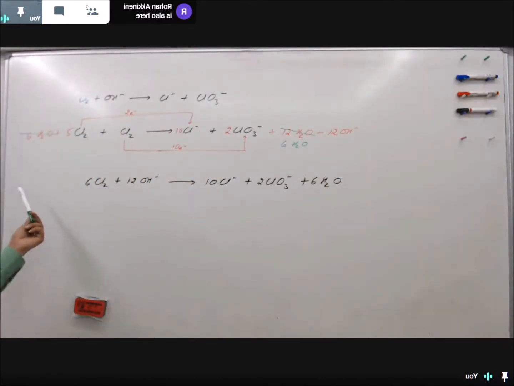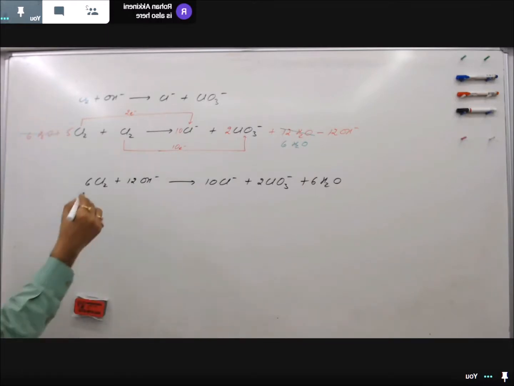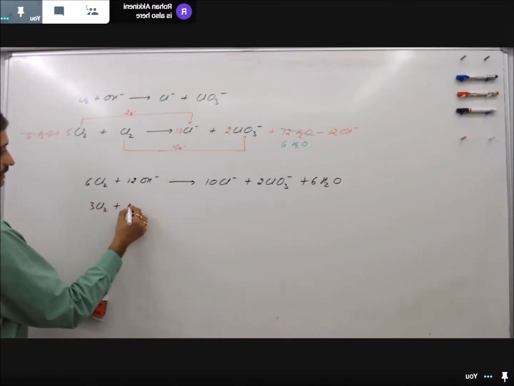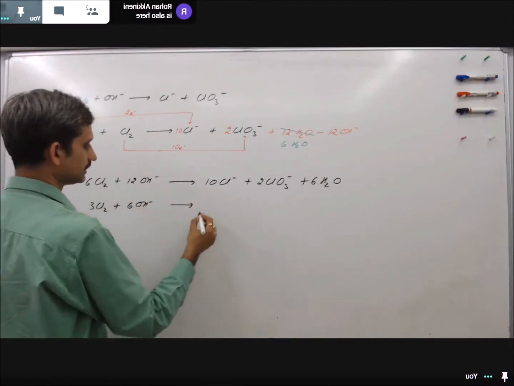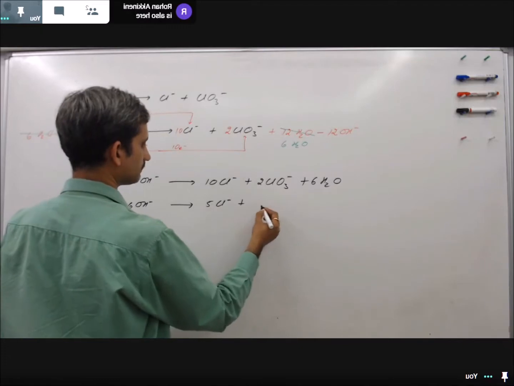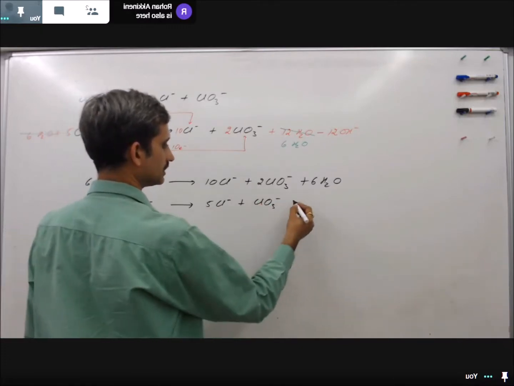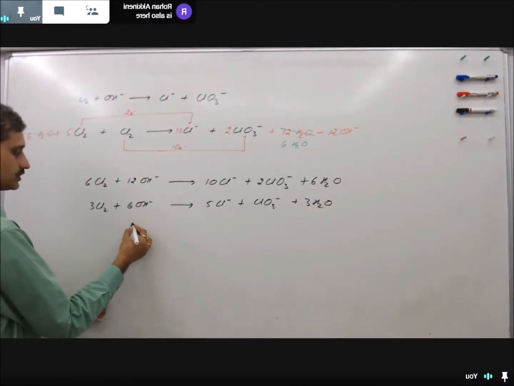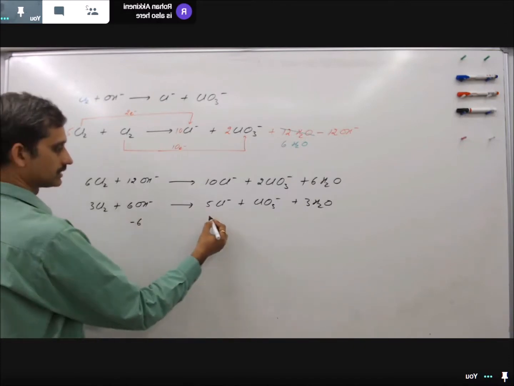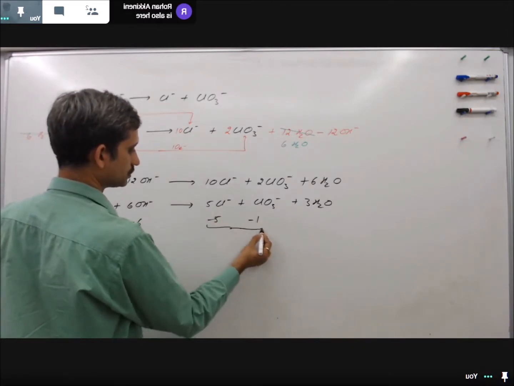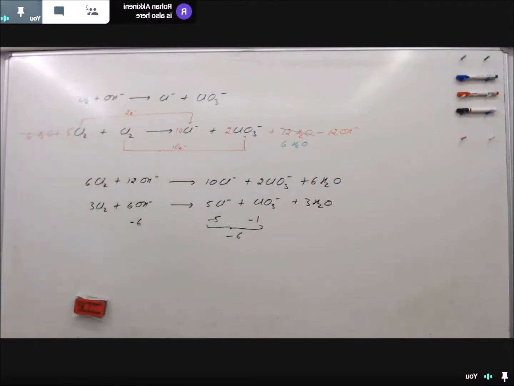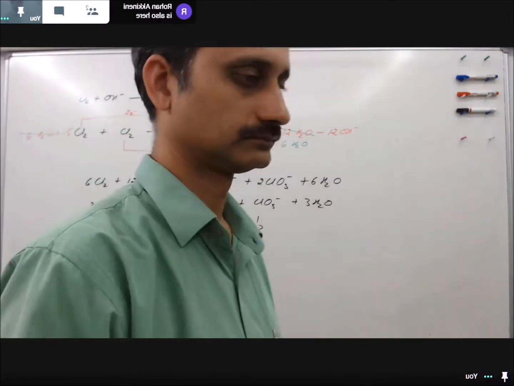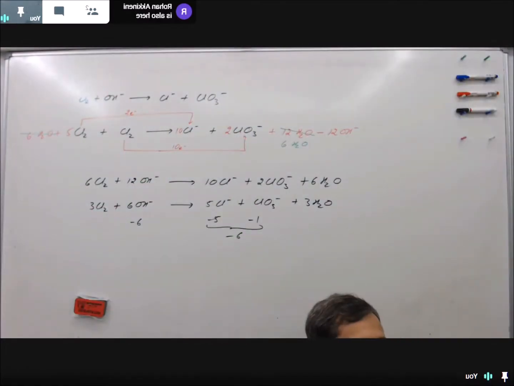Now, if I wish, I can just divide the entire equation by 2 and make it 3Cl2, 6 OH minus, giving us 5 Cl minus plus ClO3 minus plus 3 H2O. And now I need to check the charges. Here it is going to be minus 6. Here it is minus 5 and minus 1, total minus 6. The equation is balanced. Is that clear? Anything you would like to ask here? No, sir. Should we balance one more equation?